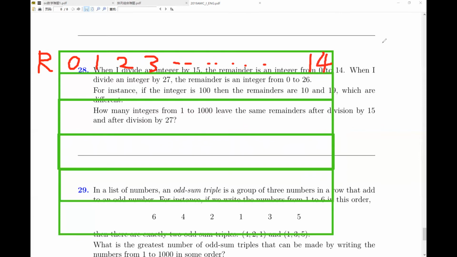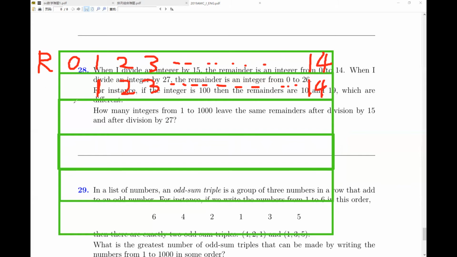Yes, like you said, the first common multiple can be 0, right? So why is 0? Because the number is from 1 to 1000. No 0 here. So the first candidate is 1, right? 1 divided by 15, the remainder is 1. 1 divided by 27, the remainder is also 1. It works, right? Okay, good. So also 2, 3, keep going until 14. There are 14 numbers which is the answer for this question, right?